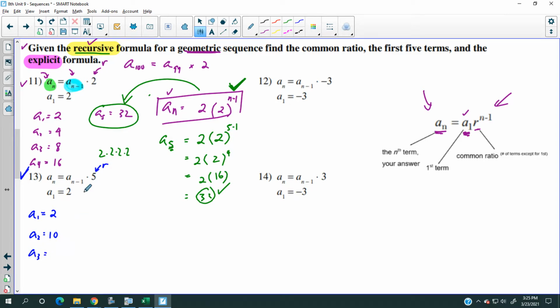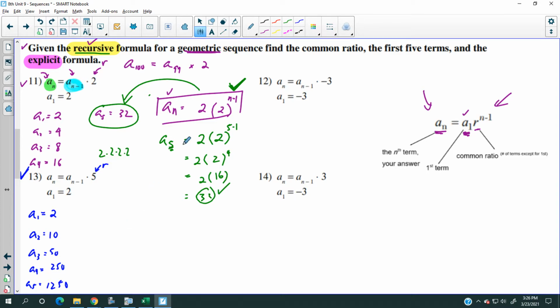The next one is 5 times that, so that's 50. 5 times that, 250. And then the fifth term is 5 times that, which is 1250. Let me double check. 250 times 5, yes, 1250. So far so good.